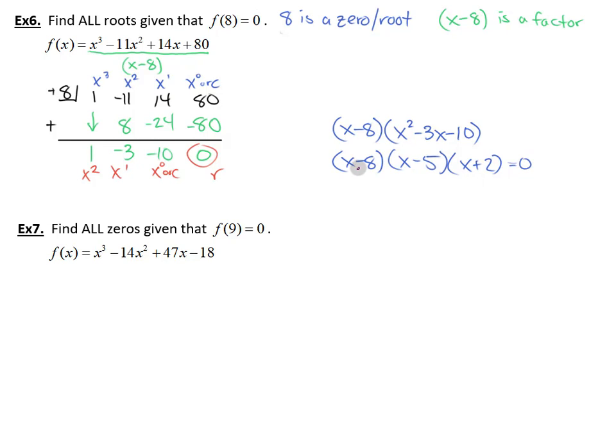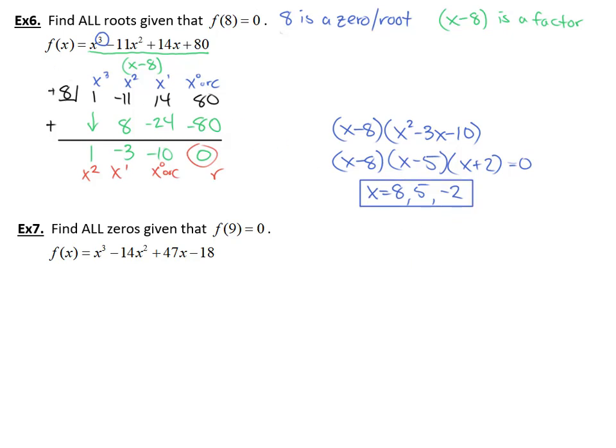So if x minus 8 is a factor, 8 is one of my zeros. If x minus 5 is a factor, positive 5 is one of my zeros. And if x plus 2 is a factor, negative 2 is the other 0. And remember, from the fundamental theorem, if this is x cubed, we need to find 3 roots or zeros, whether they're real or imaginary. And in this case, they all end up being real. Positive 8, positive 5, and negative 2.